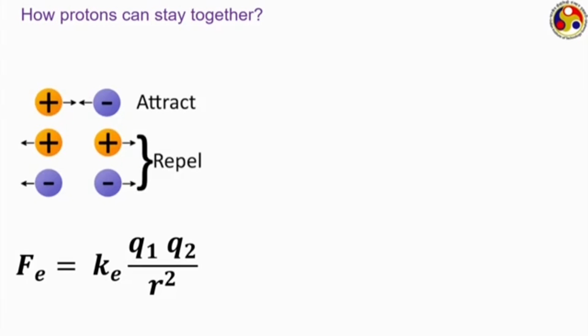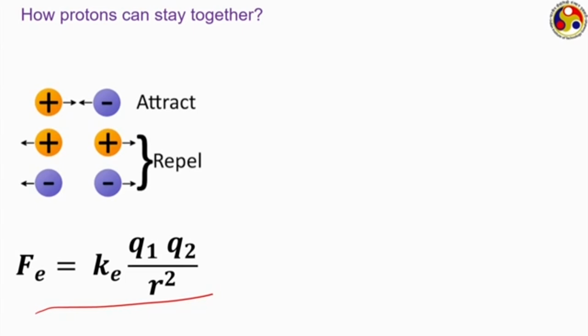But from electrostatics we know that opposite charges attract each other, whereas like charges repel each other, and the magnitude of such attraction or repulsion force can be given by Coulomb's law of electrostatic attraction or repulsion. Just this one, where Q1 and Q2 are the charges of the two particles that we are talking about, R refers to the distance between these two particles, and K is the Coulomb constant.